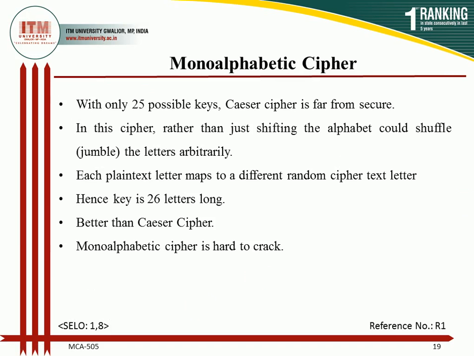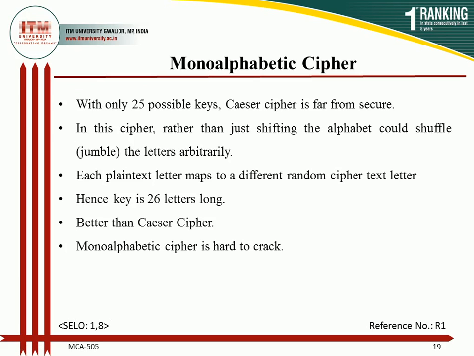Monoalphabetic cipher, because in this cipher, rather than shifting the alphabets by the key, we can change the plain text with any possible keys, right? As we were talking about the Caesar cipher, we have only 25 possible keys. So Caesar cipher is far from secure.